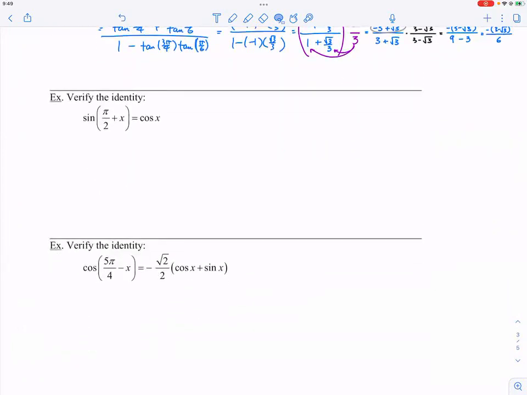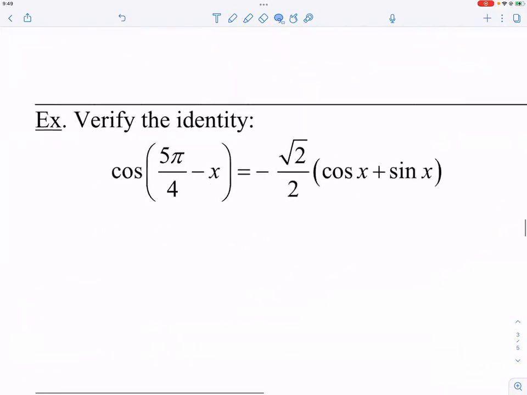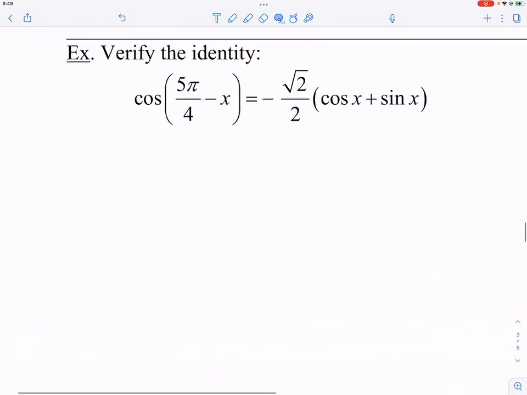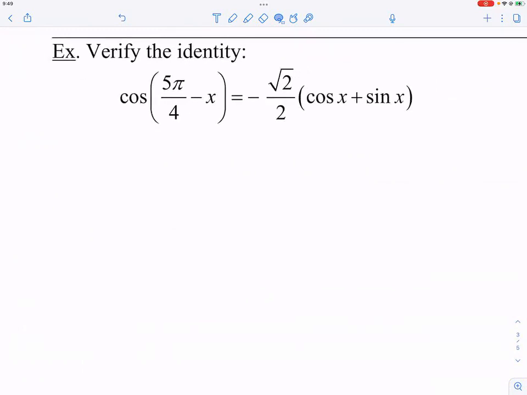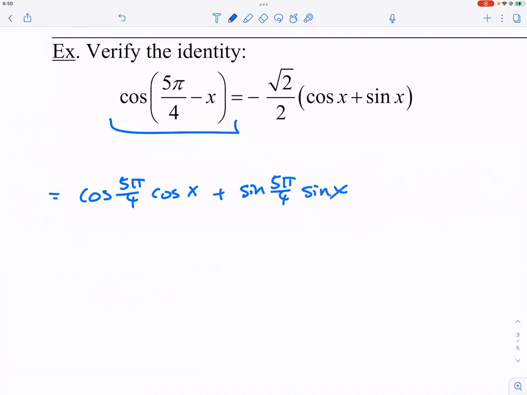All right, so which one's more difficult? I'm going to do the second one with you, okay? And then you can spend more time to practice it. So for this one, I'm going to verify. I'm going to touch on the left-hand side right here. The left-hand side is the cosine of the difference of two angles. So I'm going to write down cosine of 5 pi over 4, cosine of x plus sine of 5 pi over 4 and sine of x.